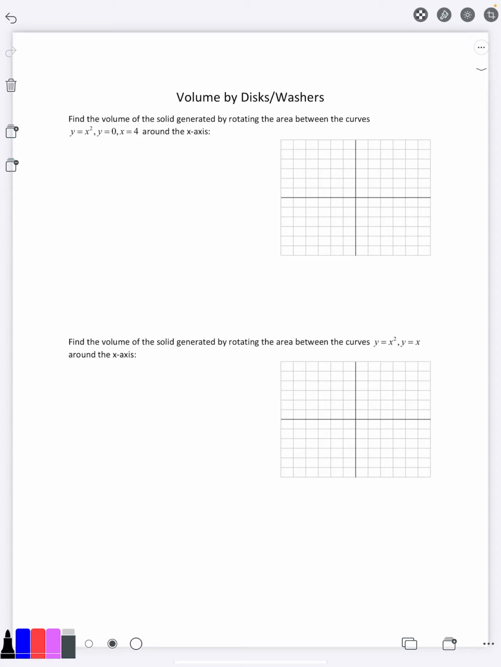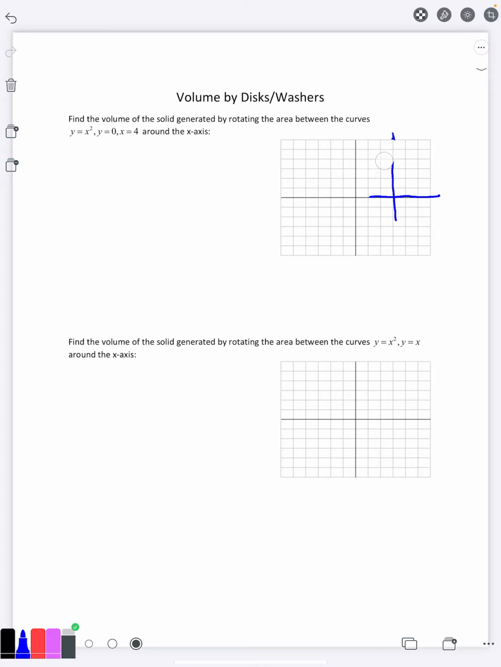In this video, we're going to learn about the disk/washer method of finding volume of rotation. So the idea in these problems is they're going to give us a shape in your picture here. So in this case, it's y equals x squared, and then y equals 0, and then x equal to 4. And you're supposed to look at all these and see what area they enclose.